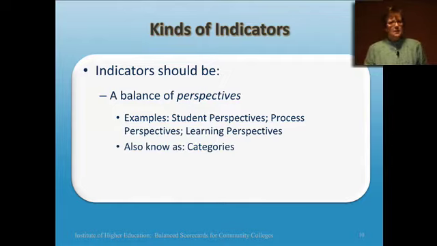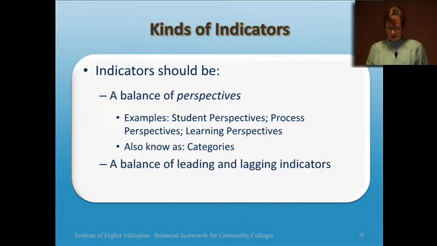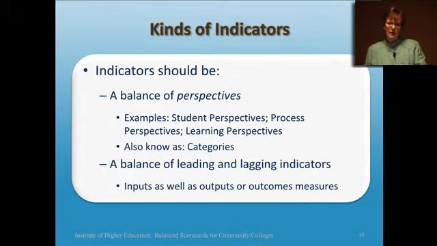They need to also be a balance of leading and lagging indicators. Let's think about what it is when we talk about leading and lagging. Lagging indicators are outcomes or outputs that happen after a period of time. Leading indicators are those things that lead up to, or that would be items that are interim indicators that you can monitor and even change at a near-term basis.